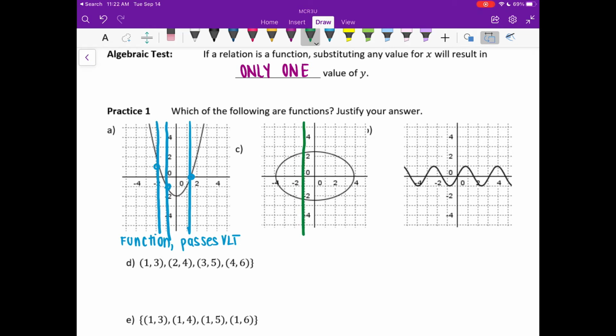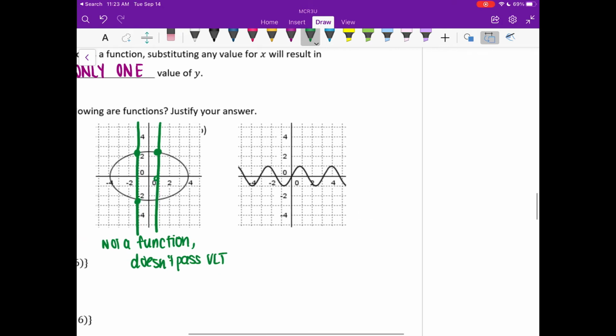Let's try and do the same thing with the circle. So we draw it, already failed, it passes through 2. So that is not a function. It does not pass the vertical line test. The thing that can trip you up a little bit is the 4. Technically it passes the vertical line test, but you need to make sure that all vertical lines pass the vertical line test. And I just write not a function, does not pass VLT.